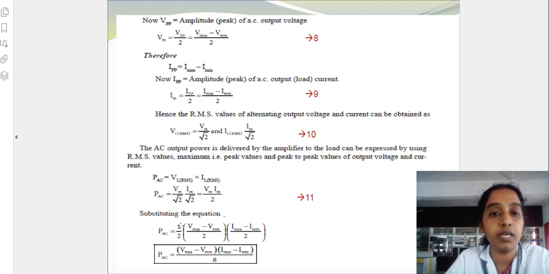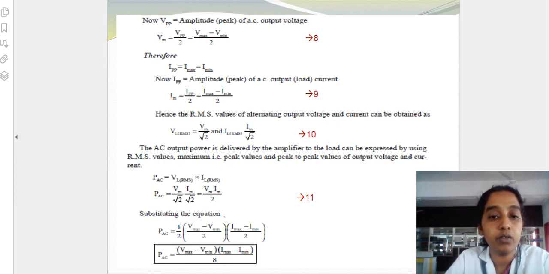In the same way, peak to peak current is the difference between the maximum current and the minimum current. So we can calculate the maximum current. Now we need to know the RMS value, the root mean square value. To the maximum parameter, whether it is voltage or current, we need to divide by root 2 in order to get the RMS value, or multiply by 0.707.